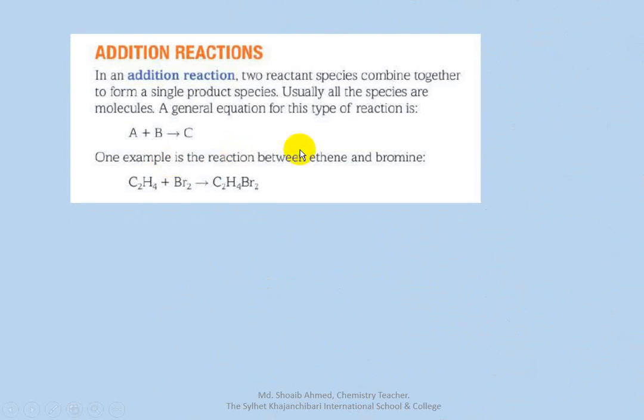This is the addition reaction. Here two reactant species combine together to form a single product. Two reactants combine to form a product. Here bromine and ethene combine to form 1,2-dibromoethane.